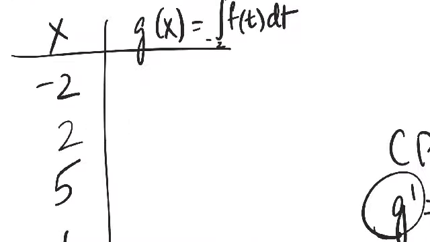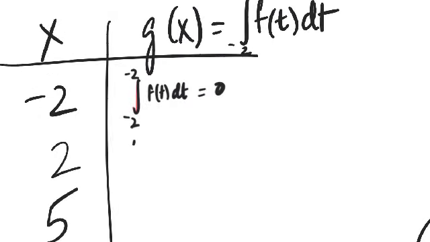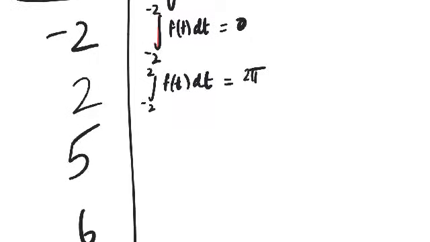So here it would be good to actually write the integrals, because that's what you're doing. Like here, -2 to -2 f of t dt is equal to 0. Then you can say here, -2 to 2 f of t dt is equal to 2 pi, right? And then here, -2 to 5, f of t dt.